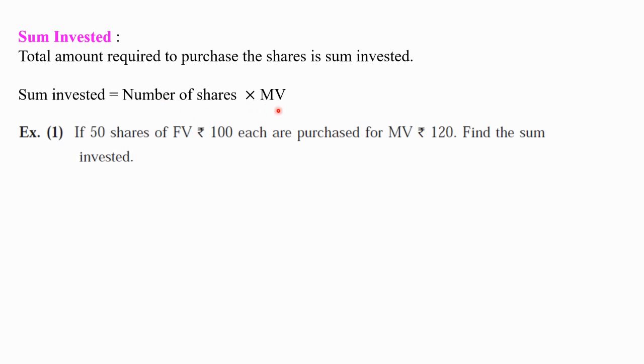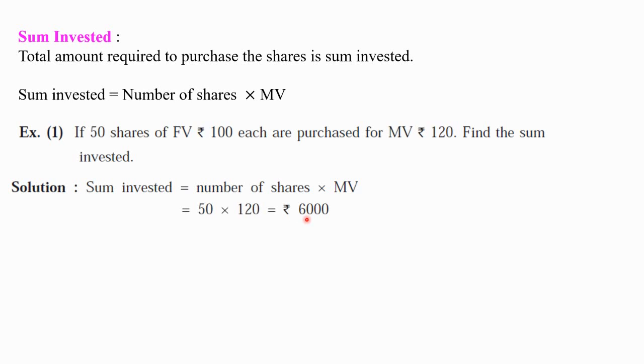So let us see an example. If 50 shares of face value rupees 100 each are purchased for market value of rupees 120, we have to find the sum invested, or how much money is invested. So we'll use the formula: sum invested is equal to number of shares into market value. So 50 shares are purchased and the market value was rupees 120. So 50 into 120 is rupees 6,000.